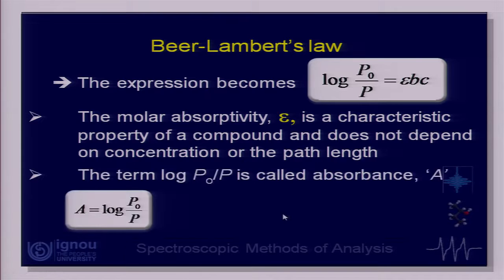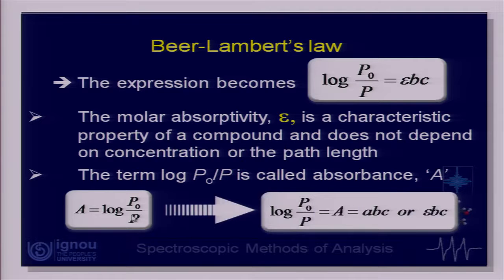There is one more very important term which we will use very often. On the left hand side of the expression, log of P naught by P has been given a special name, absorbance, with the symbol A. That is, absorbance A is equal to log of P naught by P. Substituting, log of P naught by P is equal to A is equal to ABC or epsilon BC. That means A equals ABC, where A is absorbance, A is absorptivity, B is thickness, and C is concentration.